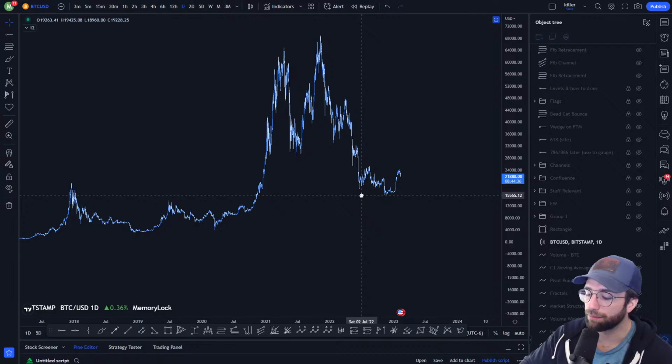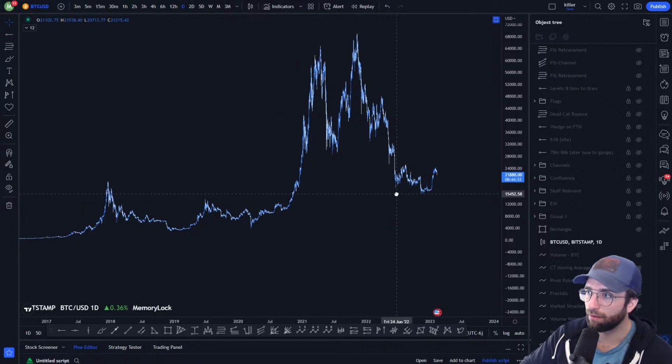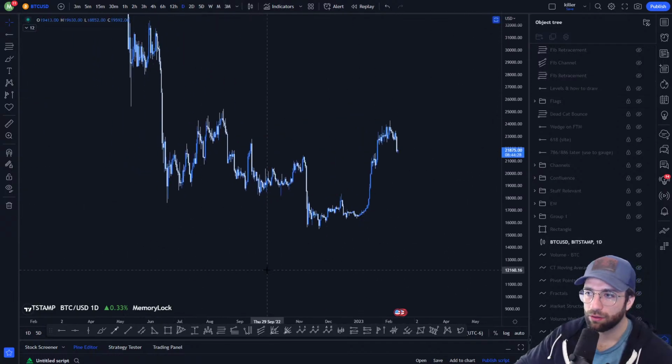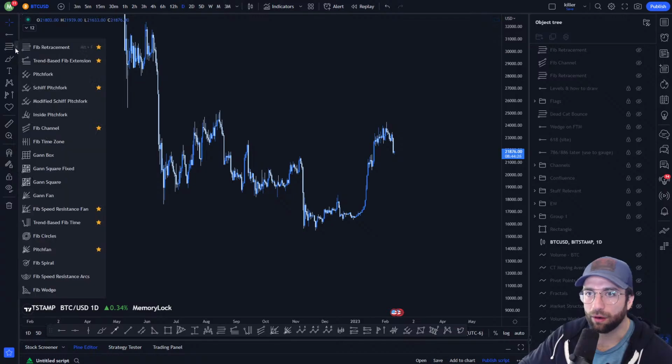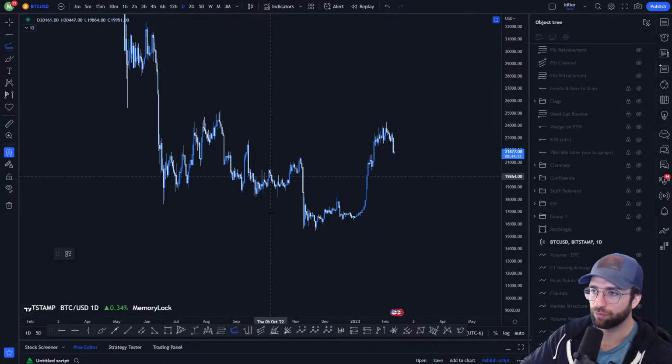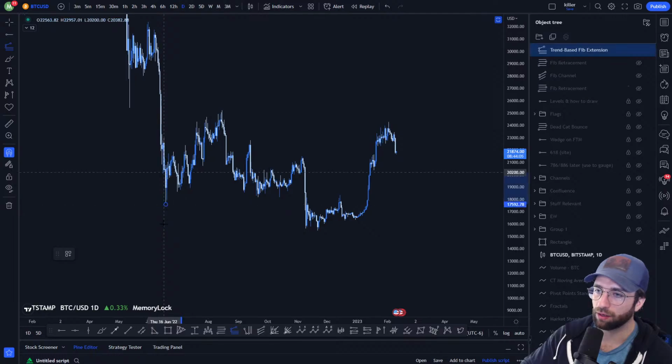Why don't I just show it to you first? So if we go here, we go down to trend-based fib extension. Go ahead and click that. I'm going to put my magnet tool on. Now here is the difference with this tool. You're going to do 3 clicks instead of just the usual 2. You still do left to right. So I'm going to do from the swing low here, left to right to the swing high, and then I have a 3rd click.